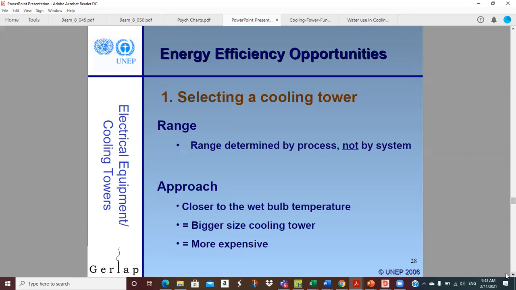Okay, approach, that's how close that cold water temperature leaving the tower gets to the wet bulb temperature. And remember, the wet bulb temperature is the primary parameter that describes the operation of the tower. Because a tower is trying to evaporate water into the airstream in order to cool the remaining water flow, and the temperature limit is the wet bulb temperature, okay? So we can't get colder than wet bulb.